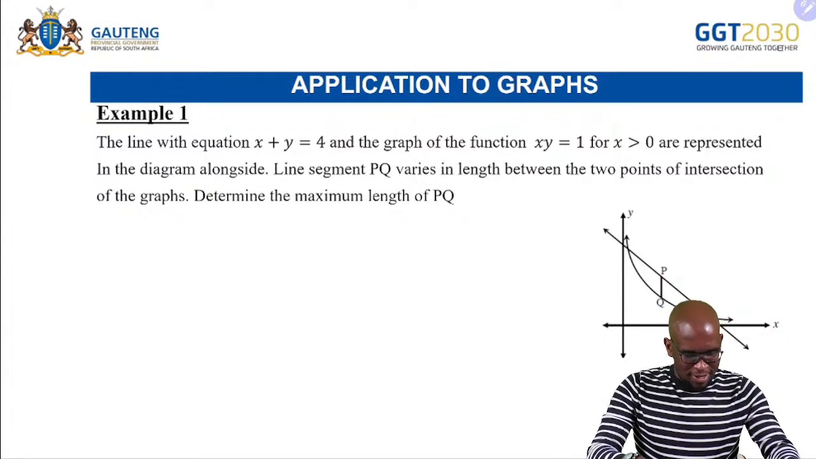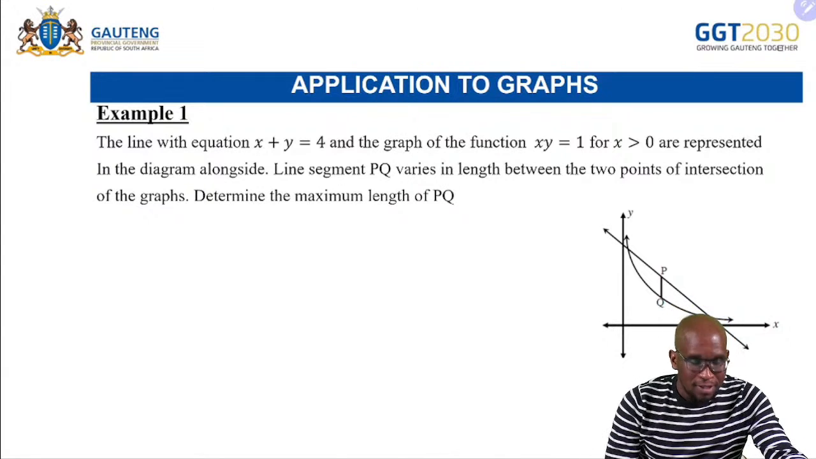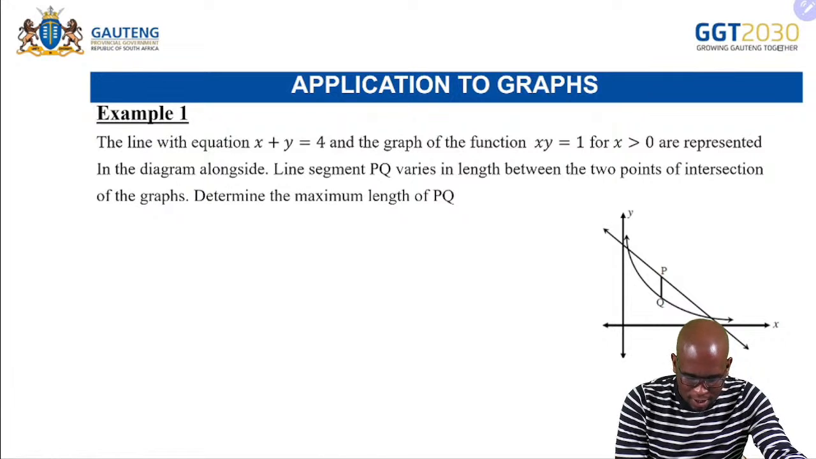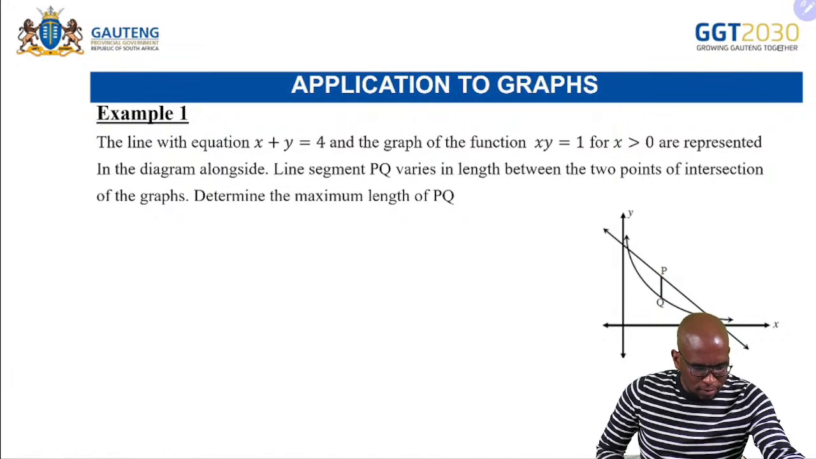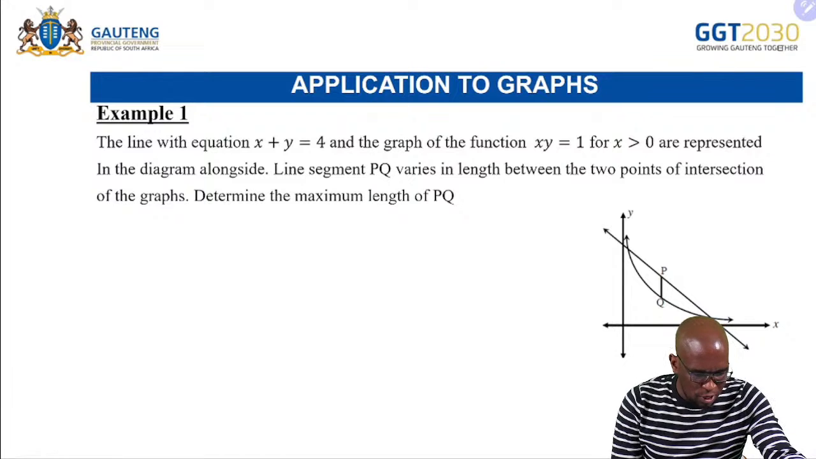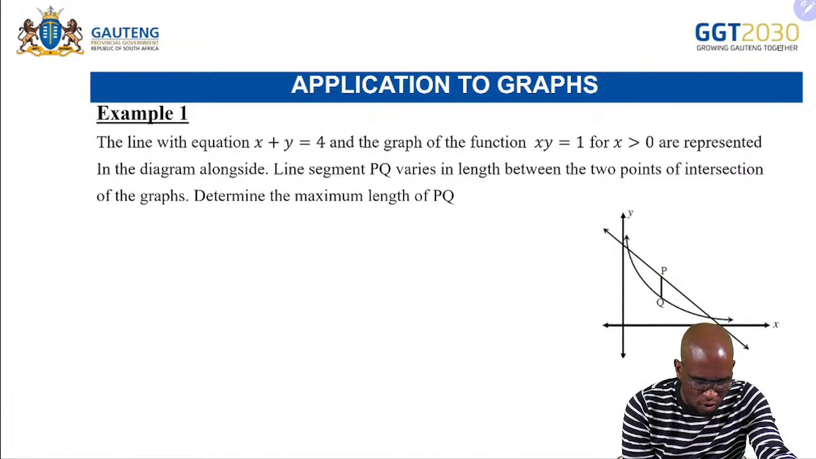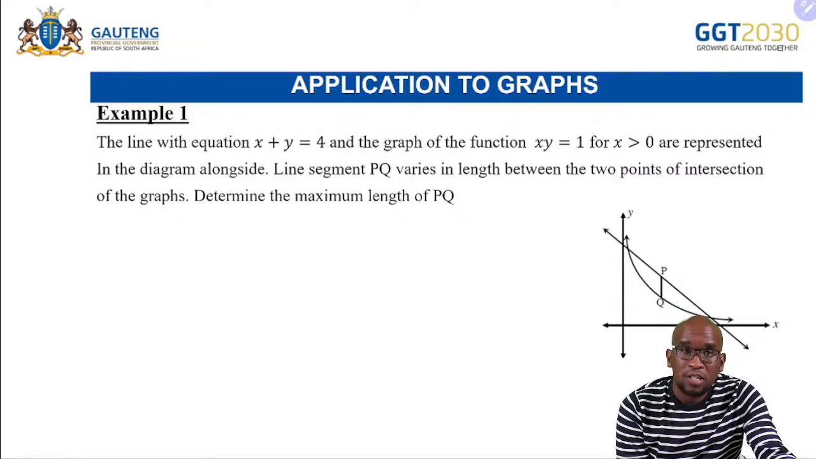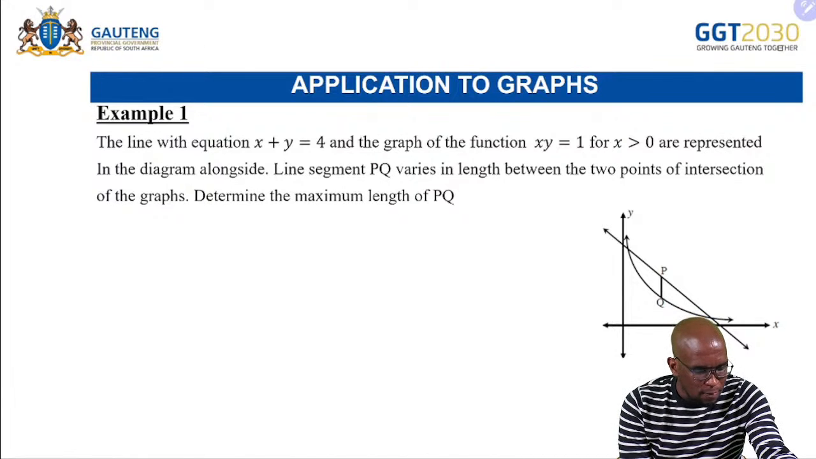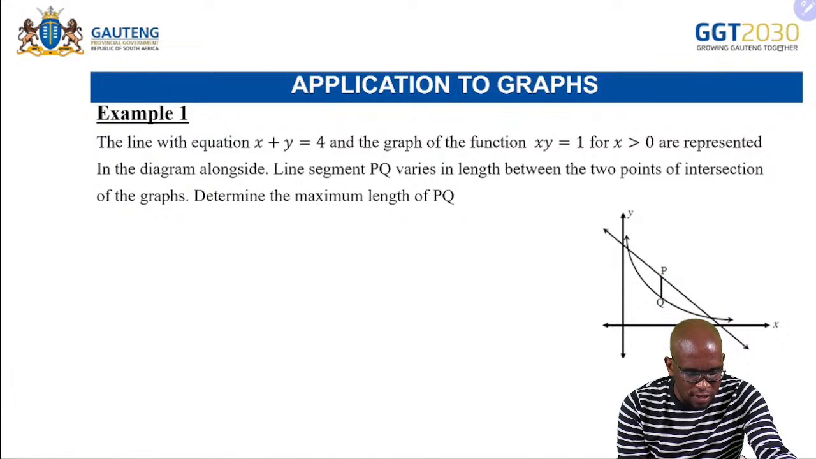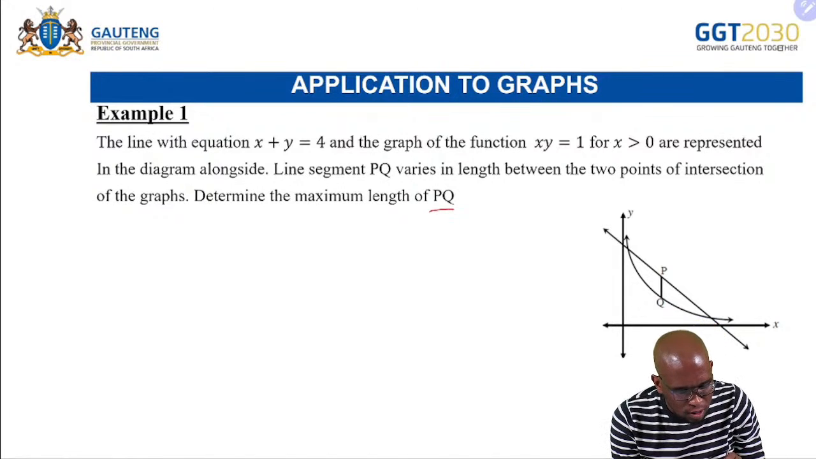Welcome back. Let us look at this problem that I gave you. Let's try to work through it together. The line with equation x plus y equals 4 and the graph of the function xy equals 1 for x greater than 0, so x is positive in this case, are represented in the diagram alongside. Line segment PQ varies in length between the 2 points of intersection of the graphs. Determine the maximum length of PQ.